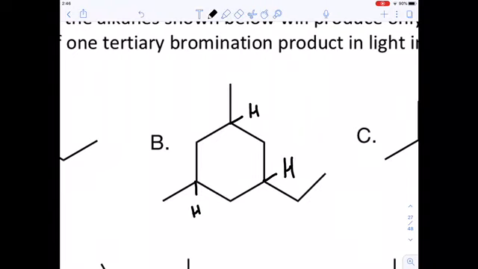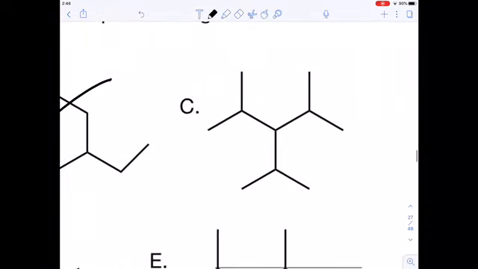Looking at B, we again have the same issue where we have multiple tertiary hydrogens. So the Br can add to any of these and give you a mixture of products. Also, if the Br were to add to this one, it actually would not be a chiral center because we would have the same thing on both sides of the ring. So that also eliminates B. You would have too many products, not one single enantiomer pair.